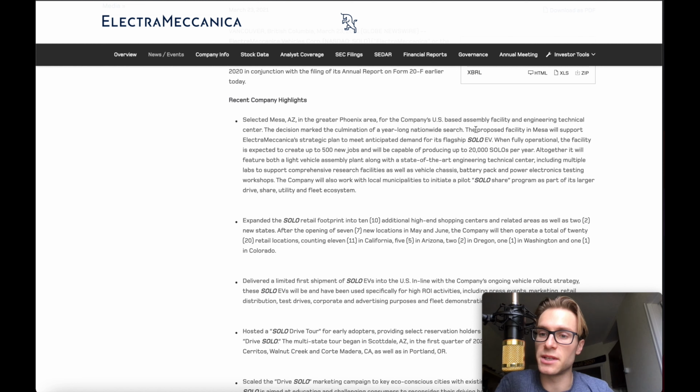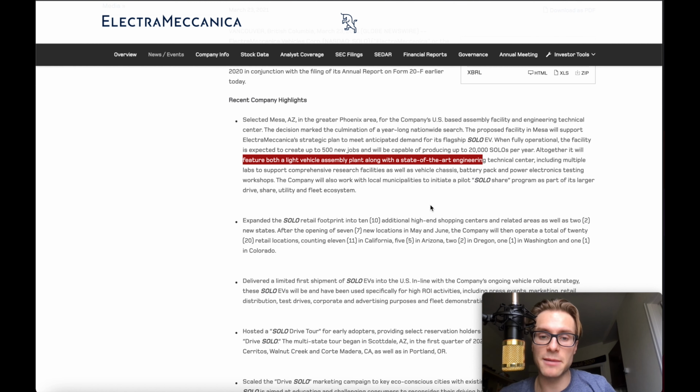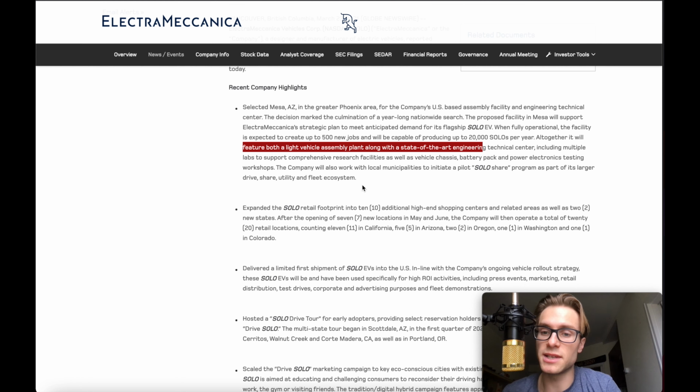The proposed facility in Mesa will support Electromechanica's strategic plan to meet anticipated demand for its flagship Solo EV. When fully operational, the facility is expected to create up to 500 new jobs and will be capable of producing up to 20,000 Solos per year. It will feature both a light vehicle assembly plant along with a state-of-the-art engineering technical center, including multiple labs to support comprehensive research facilities as well as vehicle chassis, battery, and power electronics testing workshops.